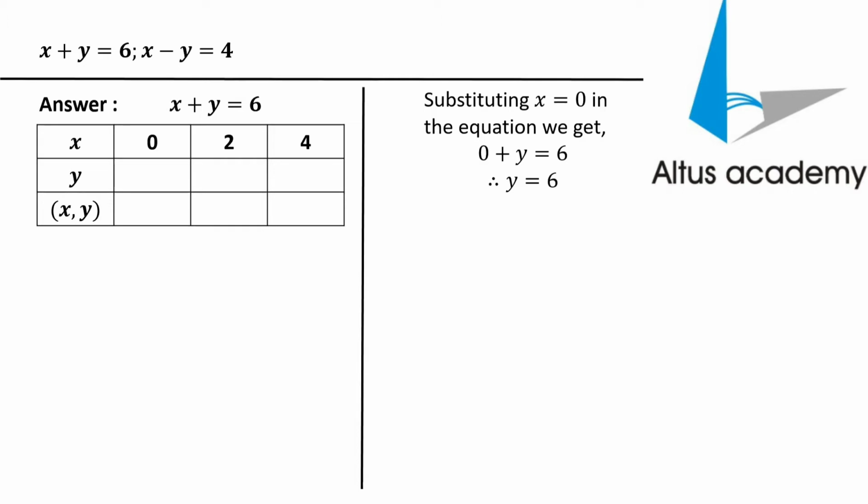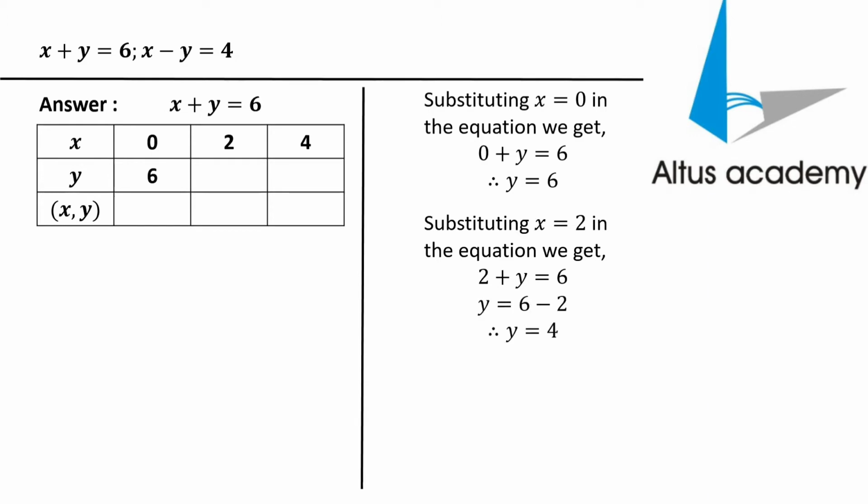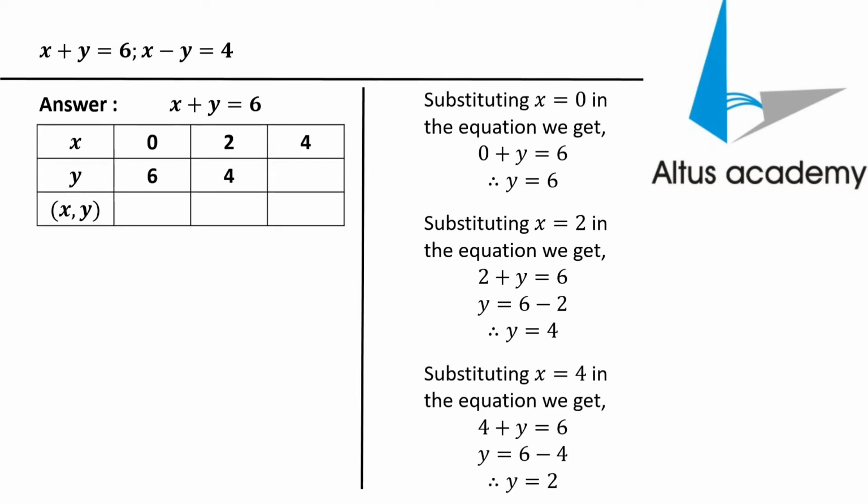I'll write it down in the table. For x equal to 0, y is equal to 6. In the same way, I'll take the second value of x, that is x equal to 2, and substitute in the given equation. What I'll get is 2 plus y is equal to 6 and y will be equal to 4. Again, I'll write it down in the table. Exactly in the same way, I'll take the third value of x, substitute in the given equation, find out the value of y and write it down in the table. So once we have completed the table, we can now plot the points. The first point is (0, 6), the second is (2, 4) and the third is (4, 2).